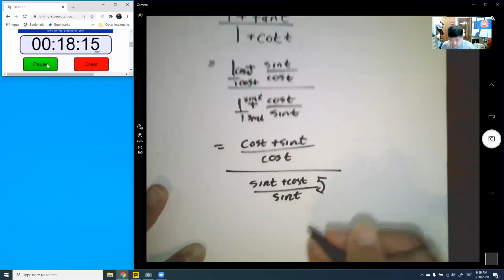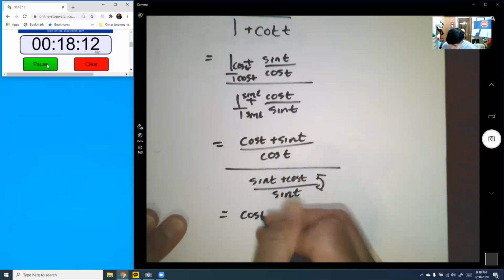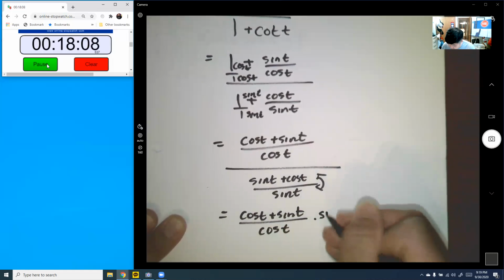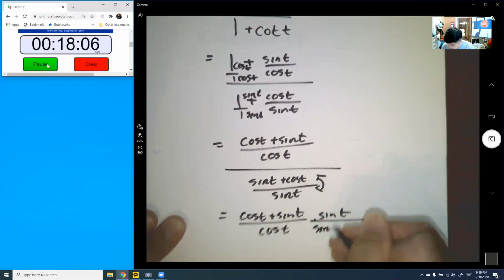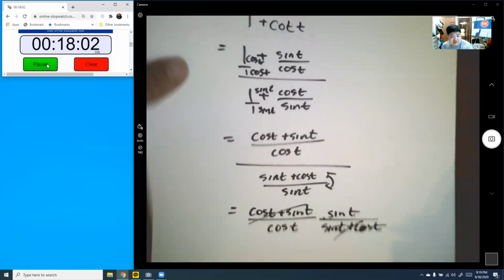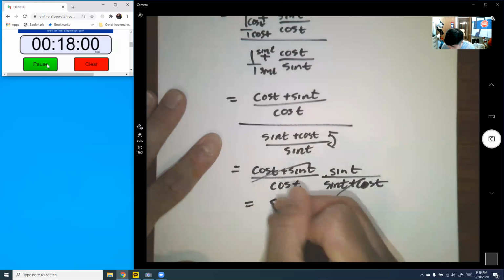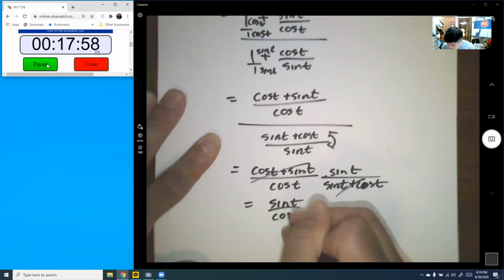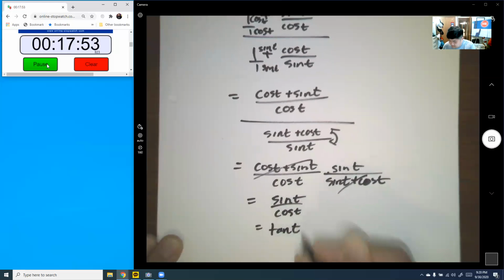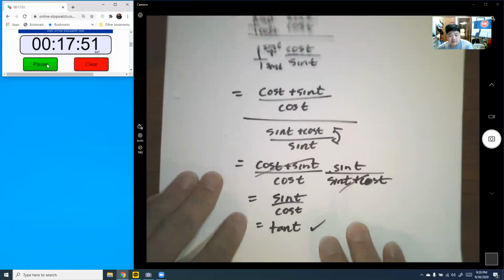I'll multiply by the reciprocal. So I have cosine of t plus sine of t all over cosine of t times sine of t all over sine of t plus cosine of t, and then sine of t plus cosine of t divides out, so I'm left with sine of t all over cosine of t, and then I can rewrite that as tangent of t if I would like to. All right, there we go.